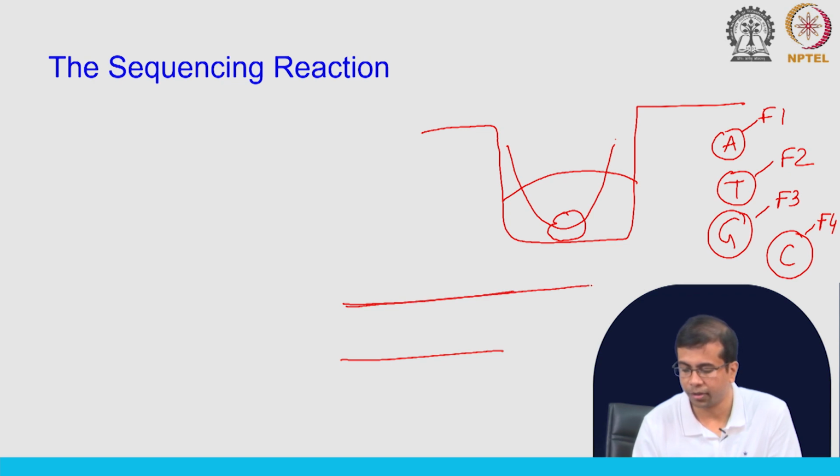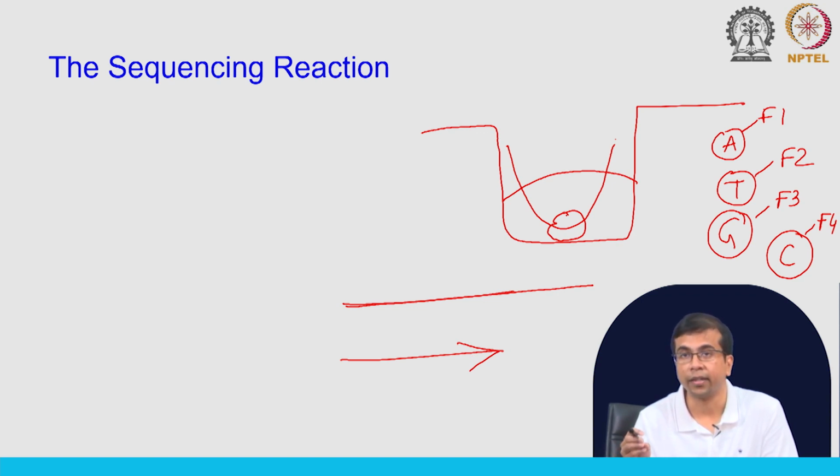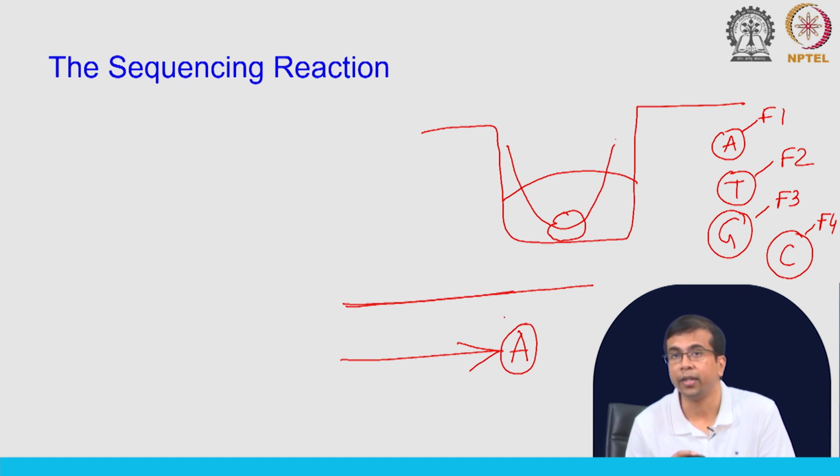So, here is your template and here is the primer, and we give all these fluorophores together, and the polymerase then selects the right one based on the complementary sequence. So, let us say you have this addition of A, and during this addition of A, the fluorophore will come out, it will be released and the detector will detect this fluorescence.